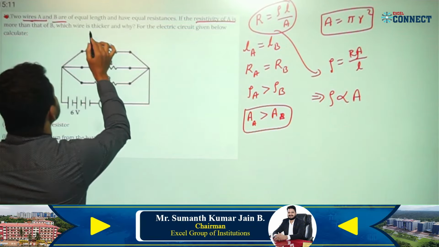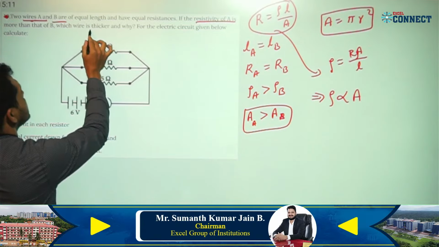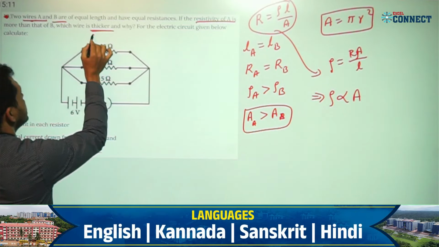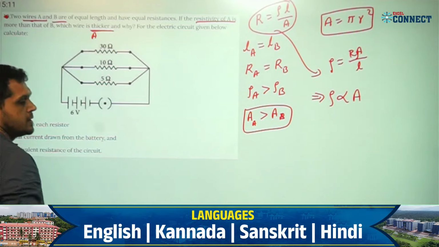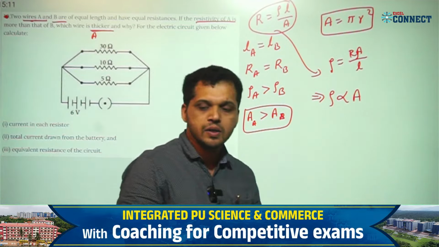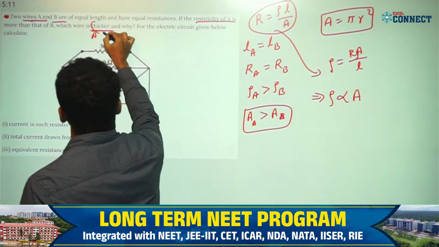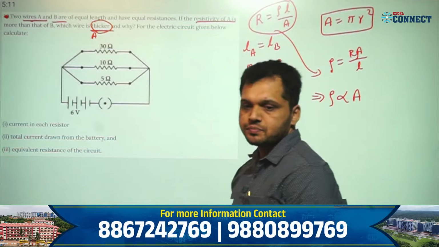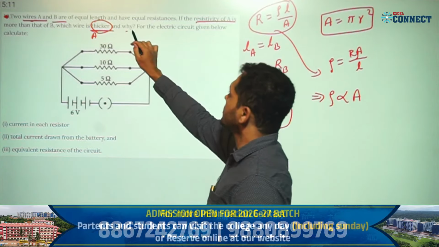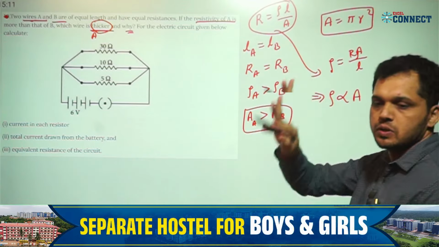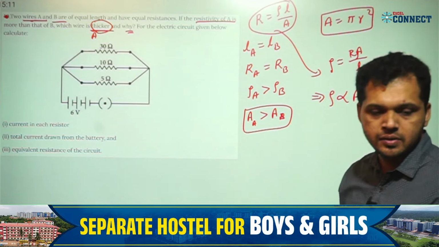Your answer for the first question, which wire is thicker? That is the thickness, the area. A is thicker than B. Wire A is thicker than B. This is the answer for this first question. Why, the reason? The reason is radius, and resistivity is directly proportional to area. That is the reason here.